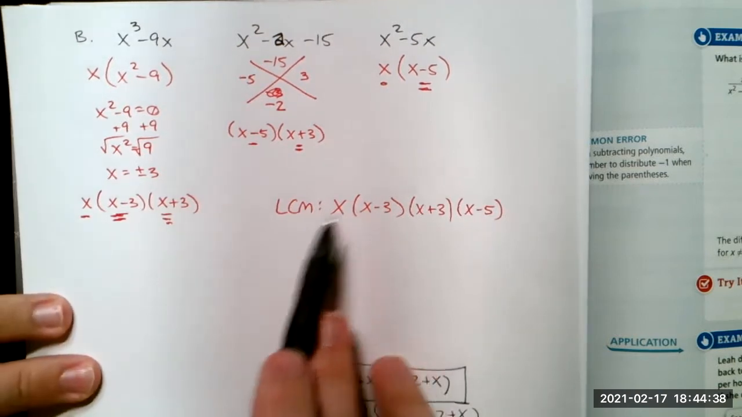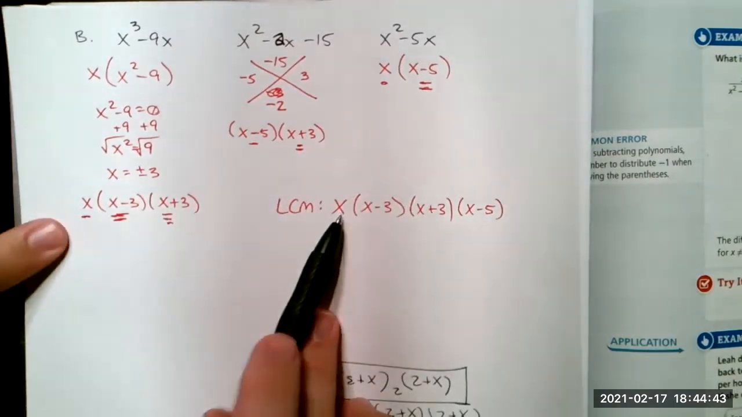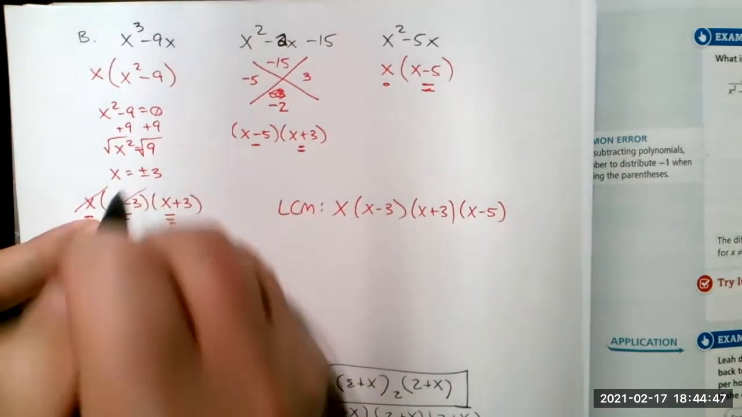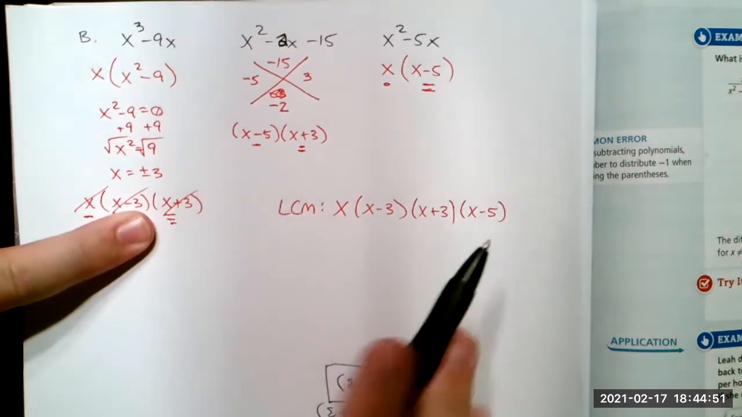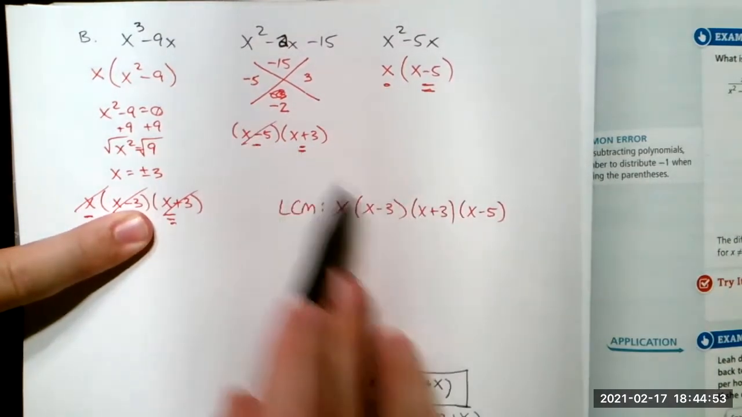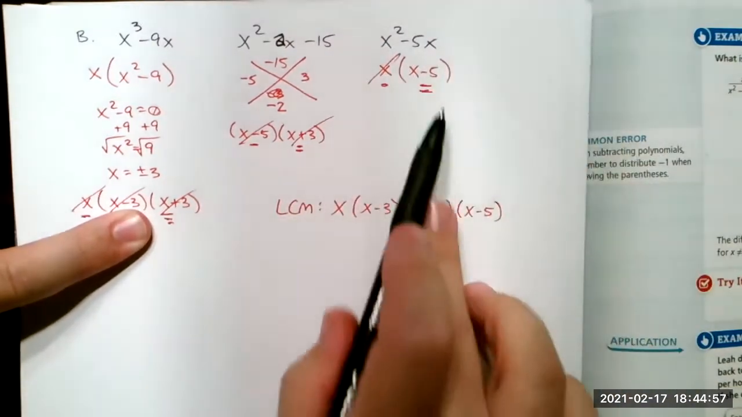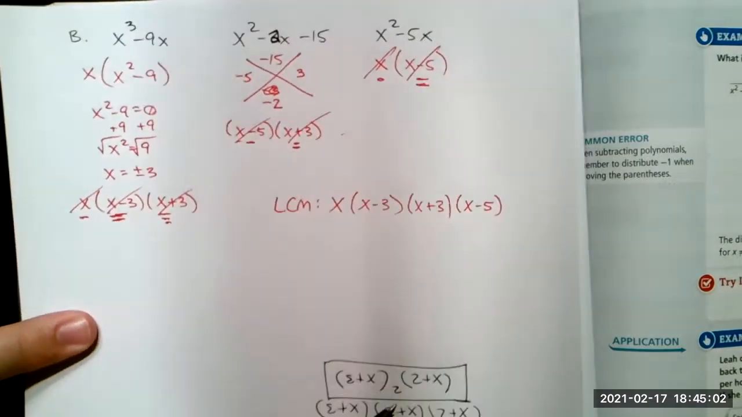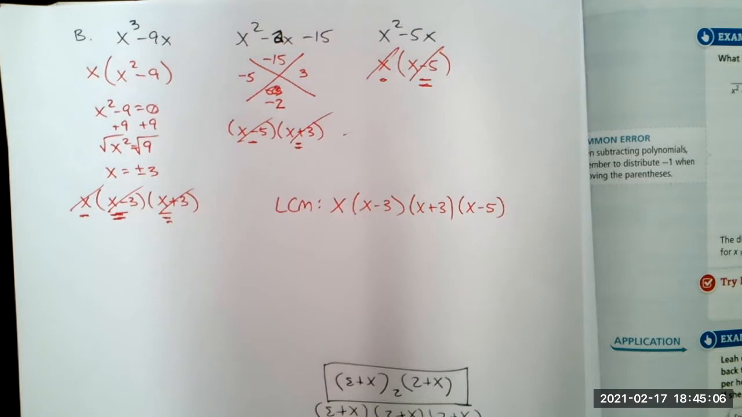So let's go through and check. Here's our least common multiple. Let's make sure everything that's listed here is here. So I've got an x, perfect. I've got an x minus 3, perfect. I've got an x plus 3, perfect. I've got an x minus 5, awesome. I've got an x plus 3, yep. I already said I have that x right there, and then that x minus 5 is right there. So all 7 of those factors are listed on this least common multiple.